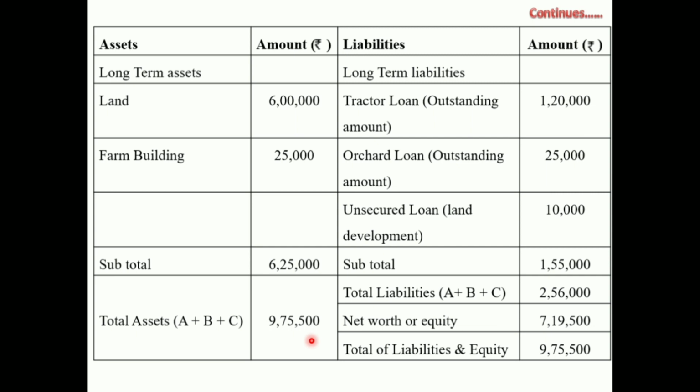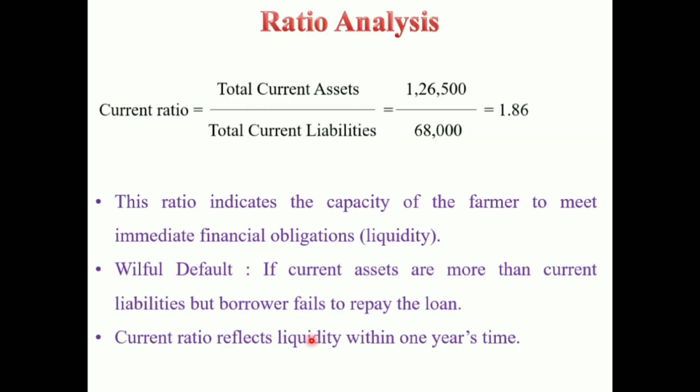And a balance sheet is prepared to study the performance of the business over a year by preparing the same number of balance sheets. If net worth increases over the different periods, it indicates the efficient performance of the business. Now we are going to see some of the ratios which we are going to calculate from the balance sheet. First ratio is the current ratio.